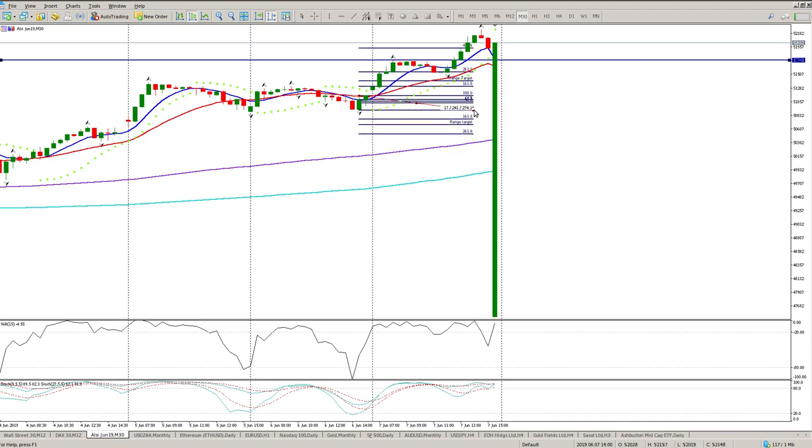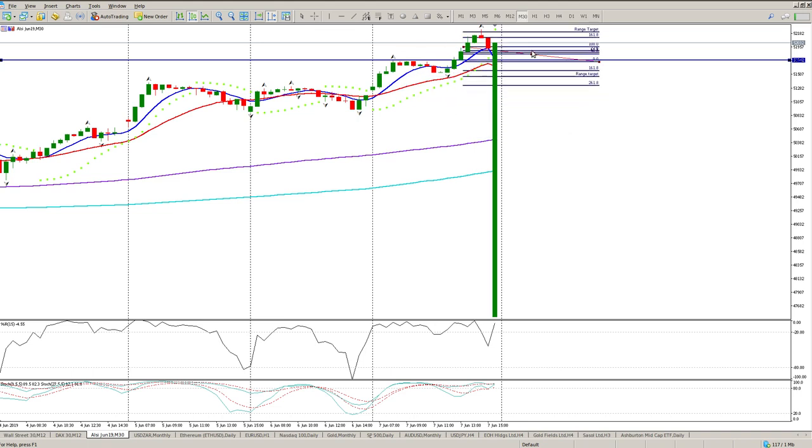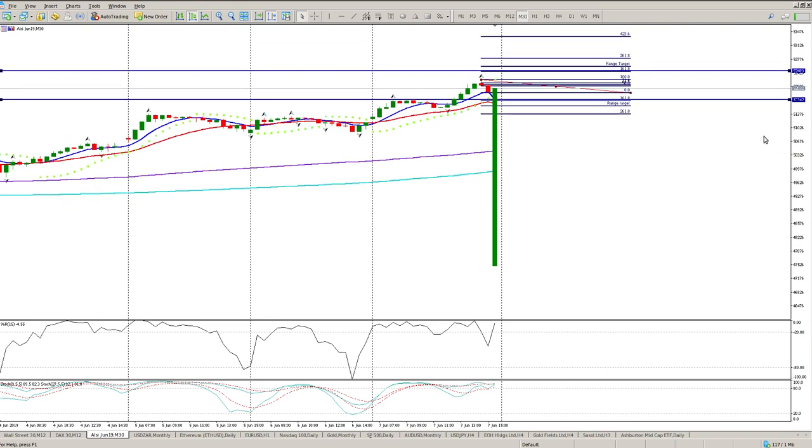In other words, if I drag this all the way across, you'll see what I mean. There's my fourth range target there. Okay, so for me, I suspect more of the same. And sorry, this big green candle doesn't help us because we can't really see what the hell's going on.